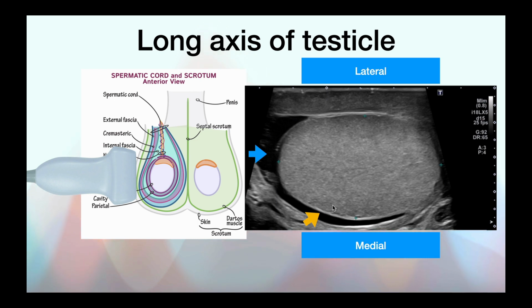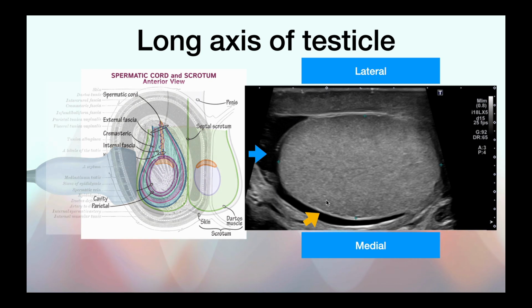Because the probe is now pointed lateral to medial, the top of the screen now is lateral while the deeper structures are medial. Note that there is a small hydrocele again between the parietal and visceral layers of the tunica vaginalis. Also note this hyperechoic border around the testicle, which is, yep, you guessed it, the tunica albuginea.